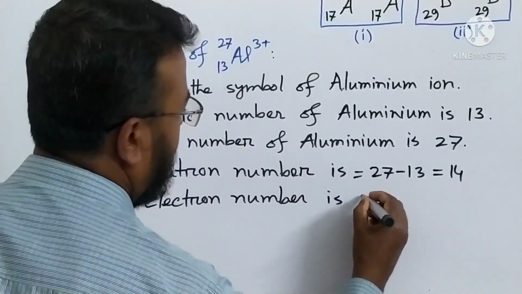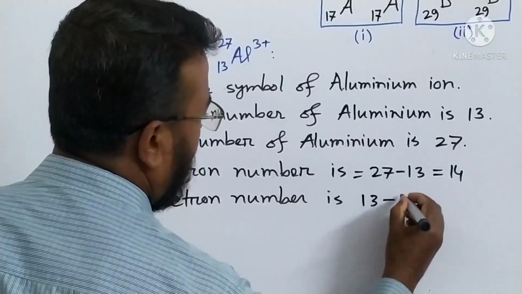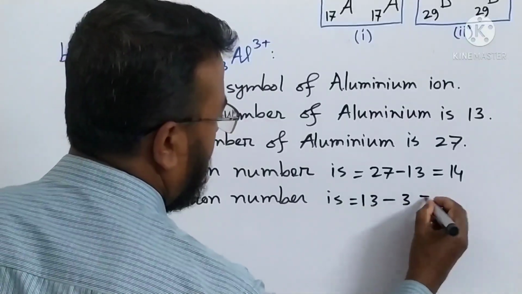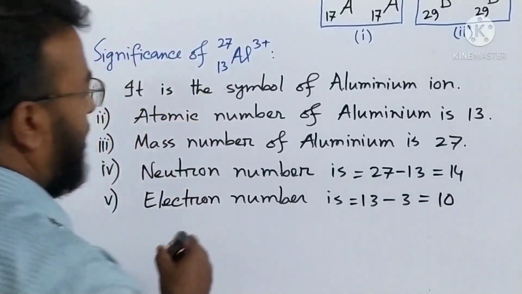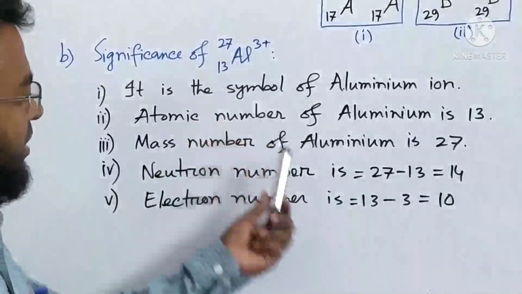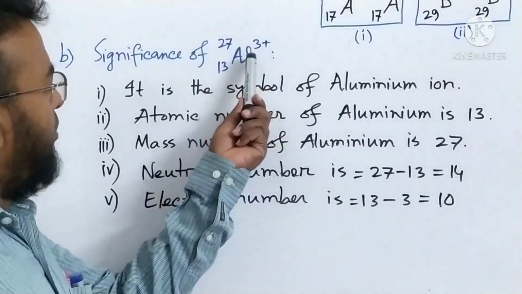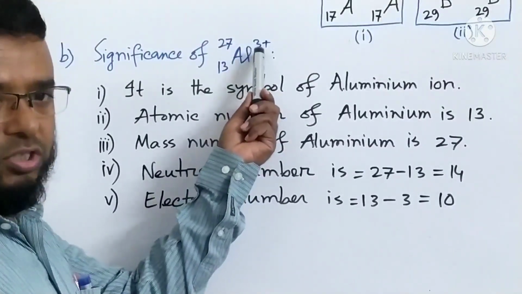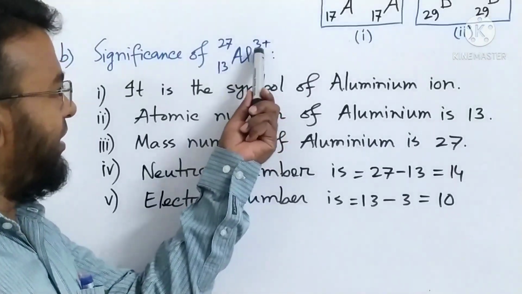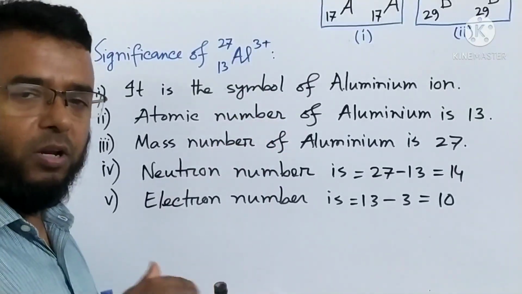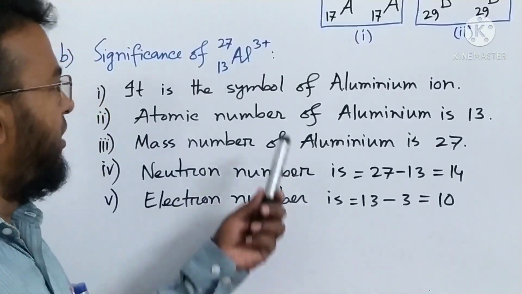Number is 13 minus 3 equal 10. So we know that the proton number and electron number are the same. So here aluminum donates 3 electrons. For that reason it is 3 plus, and the valency of aluminum is also 3.